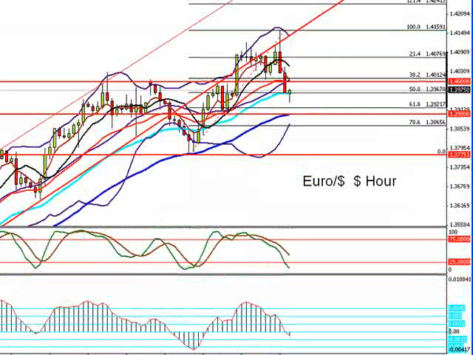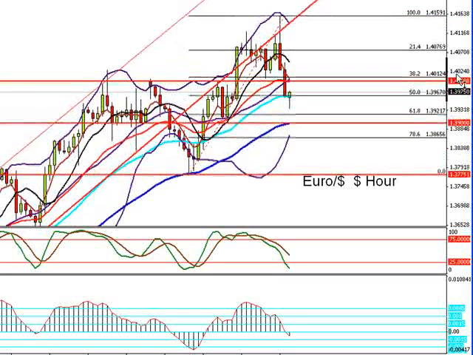Euro, USD on a 4-hour. This is a bit messy now. It's a very tight range. We have here price on Friday stopped at the 50% fib of a recent 4-hour move up. Say it is messy.